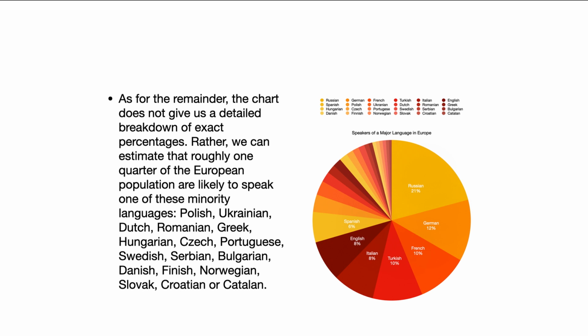As for the remainder, the chart does not give us a detailed breakdown of exact percentages. Rather, we can estimate that roughly 1/4 of the European population are likely to speak one of these minority languages: Polish, Ukrainian, Dutch, Romanian, Greek, Hungarian, Czech, Portuguese, Swedish, Serbian, Bulgarian, Danish, Finnish, Norwegian, Slovak, Croatian or Catalan.